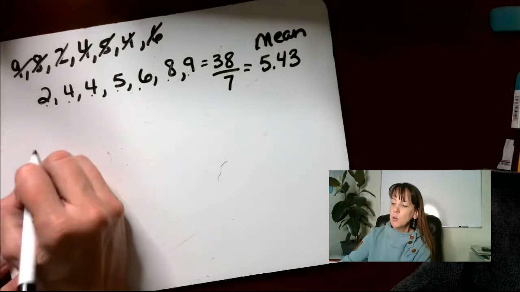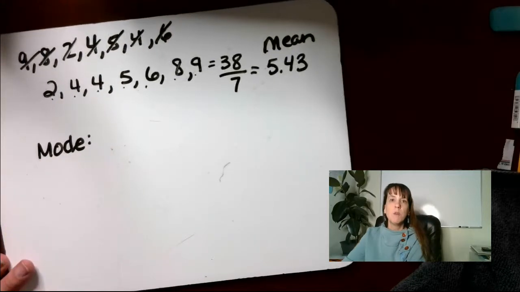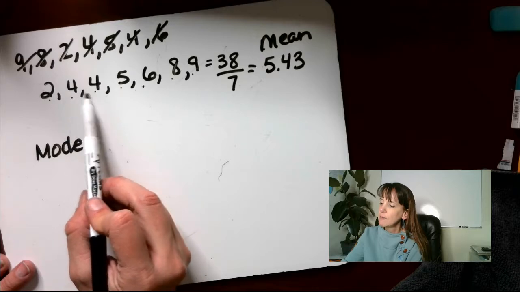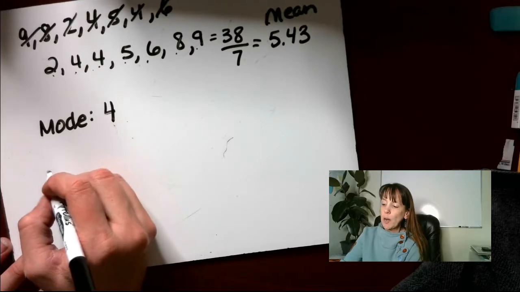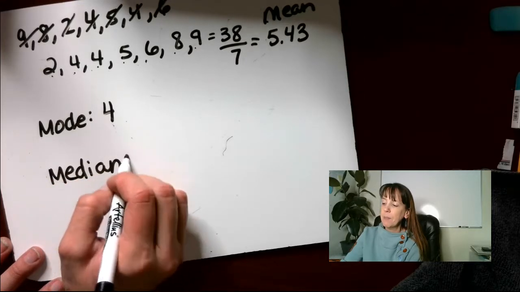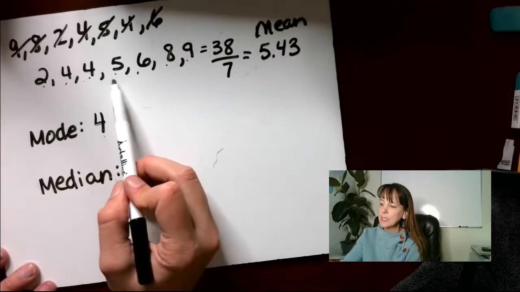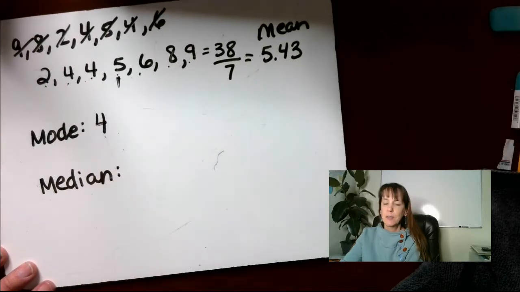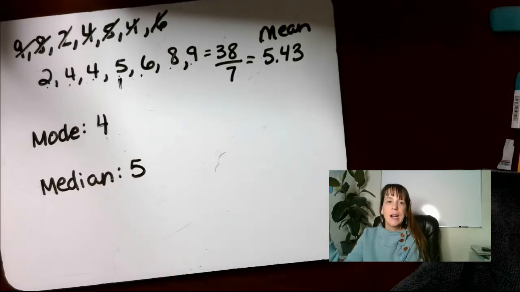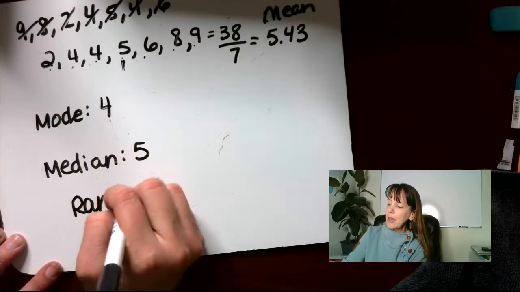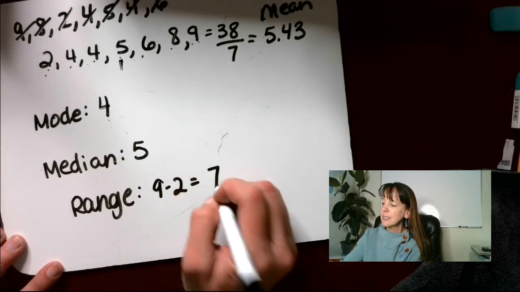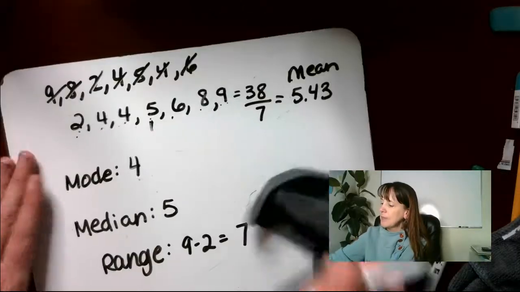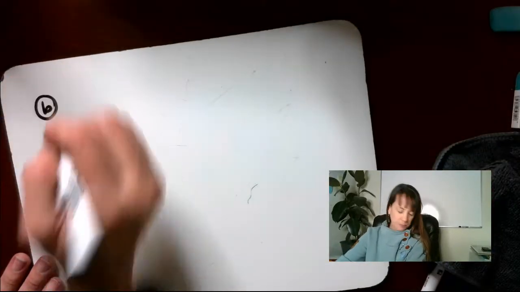Now we have to find the mode. Mode is most often, and that looks like it's going to be 4. So our mean is 5.43. Our mode is 4. Our median, there are 7 numbers, which means we're going to pick the one right smack dab in the middle, putting 6 on either side. Right there, that's going to give us 5. And then our range is the maximum number, 9, minus the minimum number, 2. So 9 minus 2 gives us 7. Okay, if you have any questions, let me know. Otherwise, those are good. Now let's try B.